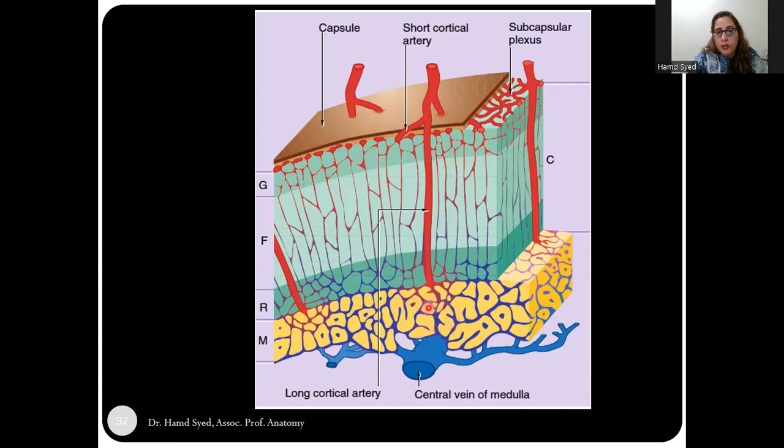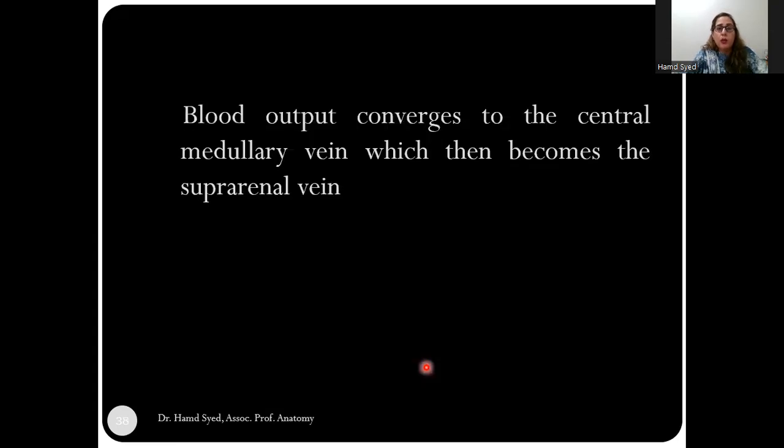And here you can see that there is a mixing of these blood types, and then eventually the blood is going to be carried away into the central medullary vein. Now the blood output converges to the central medullary vein, which then becomes the suprarenal vein. And this will drain into renal vein on the left side or directly into inferior vena cava on the right side.